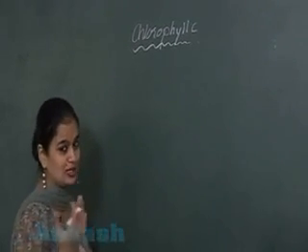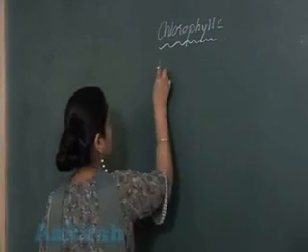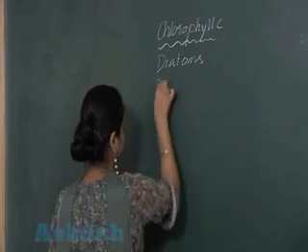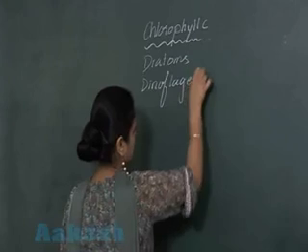Now let's see what is the scenario with respect to chlorophyll C. Chlorophyll C is present in diatoms and dinoflagellates.